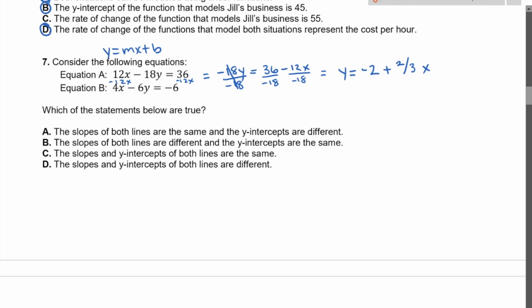Alright, if you didn't understand that, rewind and listen back. Alright, so this is my new equation. Let's do the other one in green. Subtract 4x from both sides. Is negative 6 and 4x like terms? No. So I need to create negative 6y equals negative 6 minus 4x. I divide by negative 6.